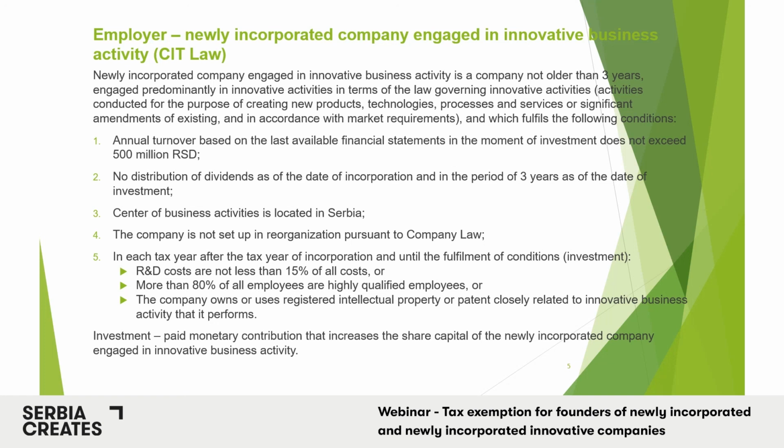In addition, your annual turnover must not be higher than 500 million dinars. So 500 million dinars is the threshold which you must not pass of your annual turnover. You cannot distribute dividends during this period of 3 years.